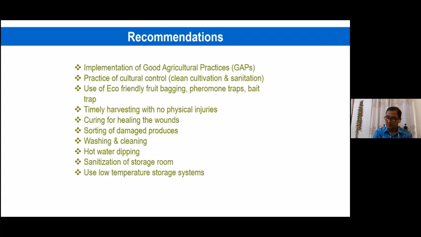And finally, it is very critical, and everywhere it's tough to maintain low temperature and cold storage. But if possible, use a cold storage system and even a cool chain system from harvesting to storeroom, that will help keep the produce safe from disease and insect infestation.